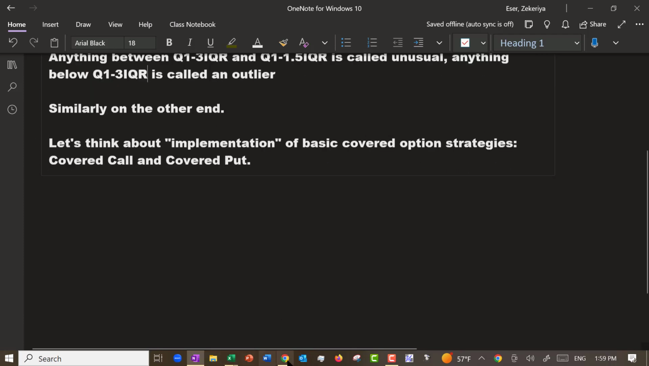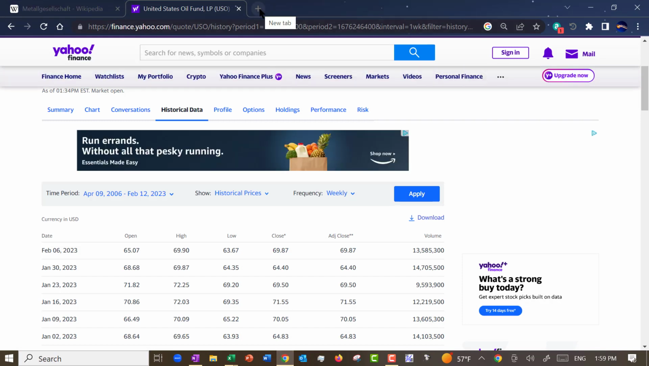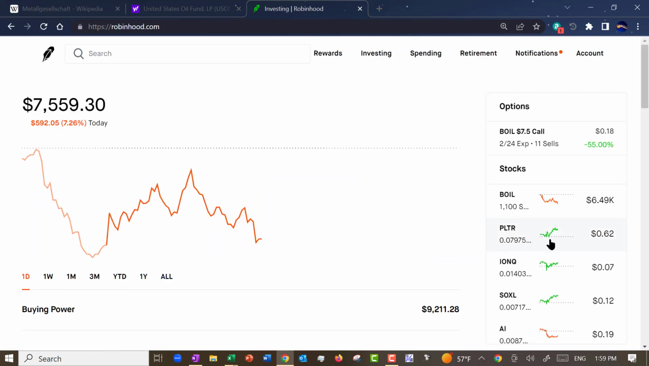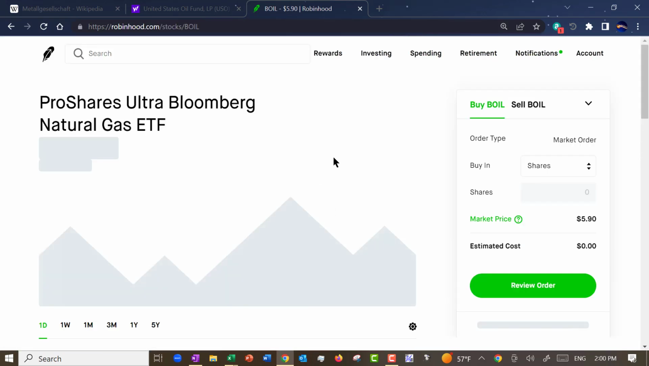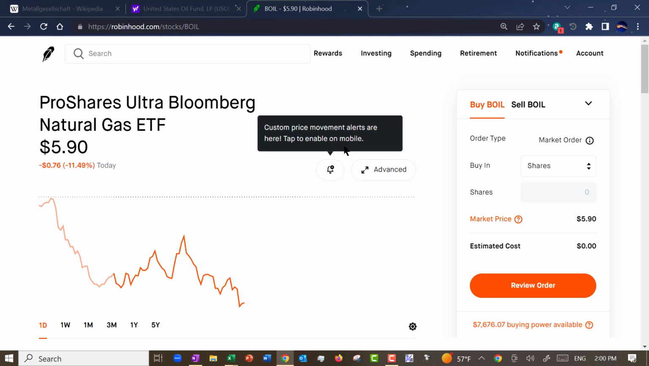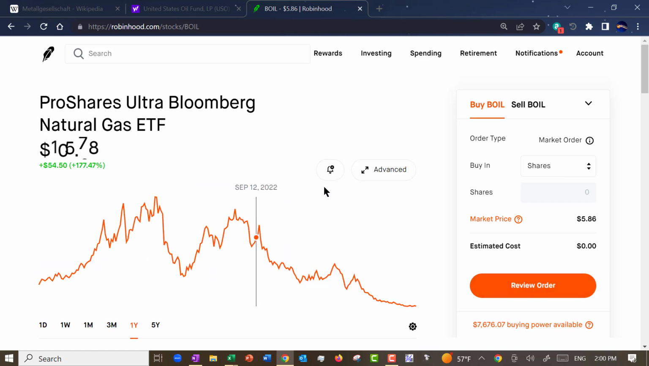Let me give you an example that I'm doing right now myself. I have a position on this stock, which is rather volatile. This is a twice leveraged natural gas fund. So if overall natural gas prices go up by 1%, this goes up by 2%, and vice versa. It's been going down quite a bit since pretty much the war started.